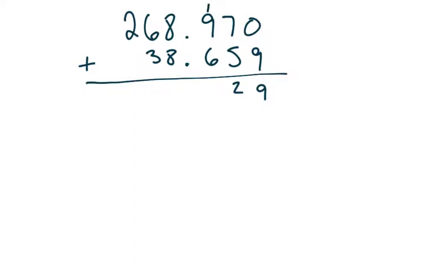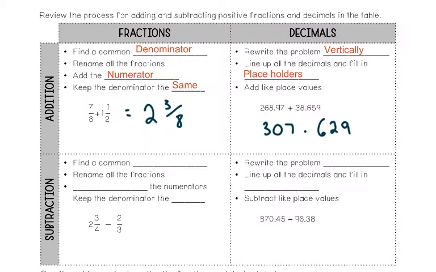So then I can continue adding. 9 plus 1 is 10, plus 6 is 16. Carry the 1. Bring down the decimal before you move any further. The decimal should always be lined up. 8 plus 8 is 16, plus 1 is 17. 6 plus 1 is 7, plus 3 is 10. Carry the ones digit. 2 plus 1 is 3. So your final answer should be 307, and 629 thousandths. So that was a review of adding fractions and decimals.